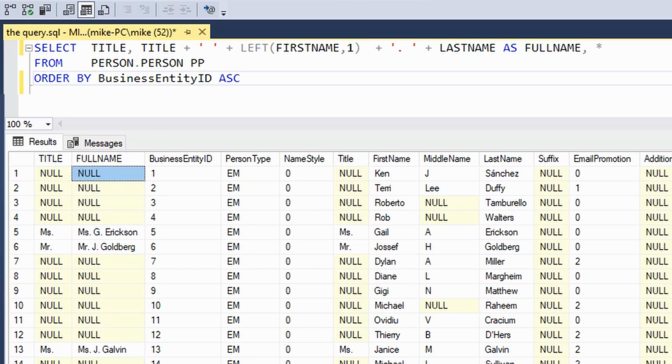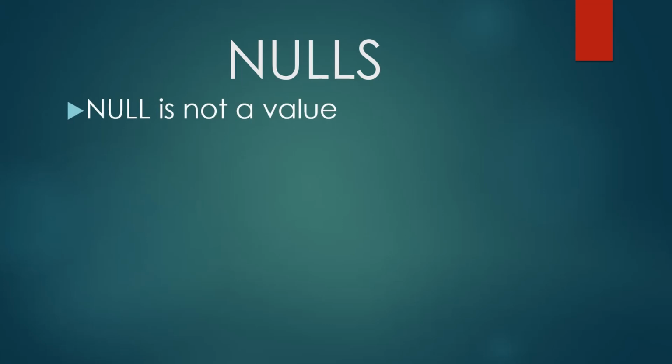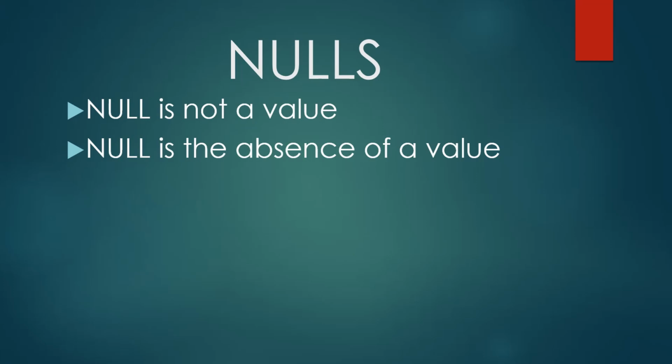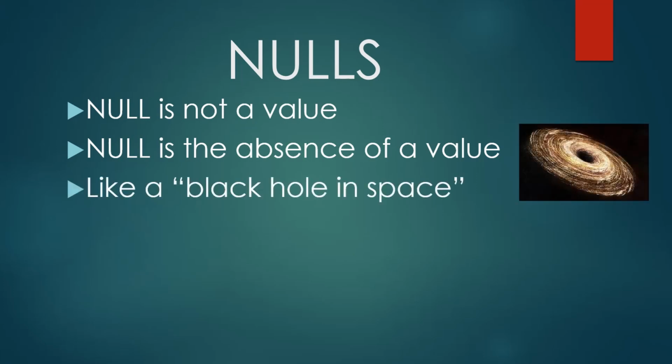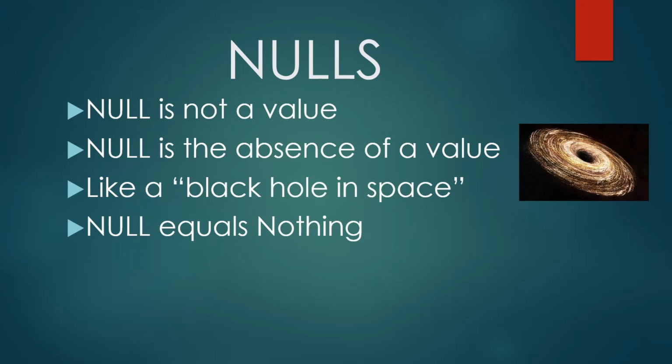Well, it comes down to the rules governing nulls. So let's revisit the discussion about nulls. Null, when you see it in a database, is not a value. Null is the absence of a value. It's like a little black hole in space. There's nothing in there. It's basically a vacuum. There's no light. There's nothing. And because there's nothing, there is no value to compare it with.